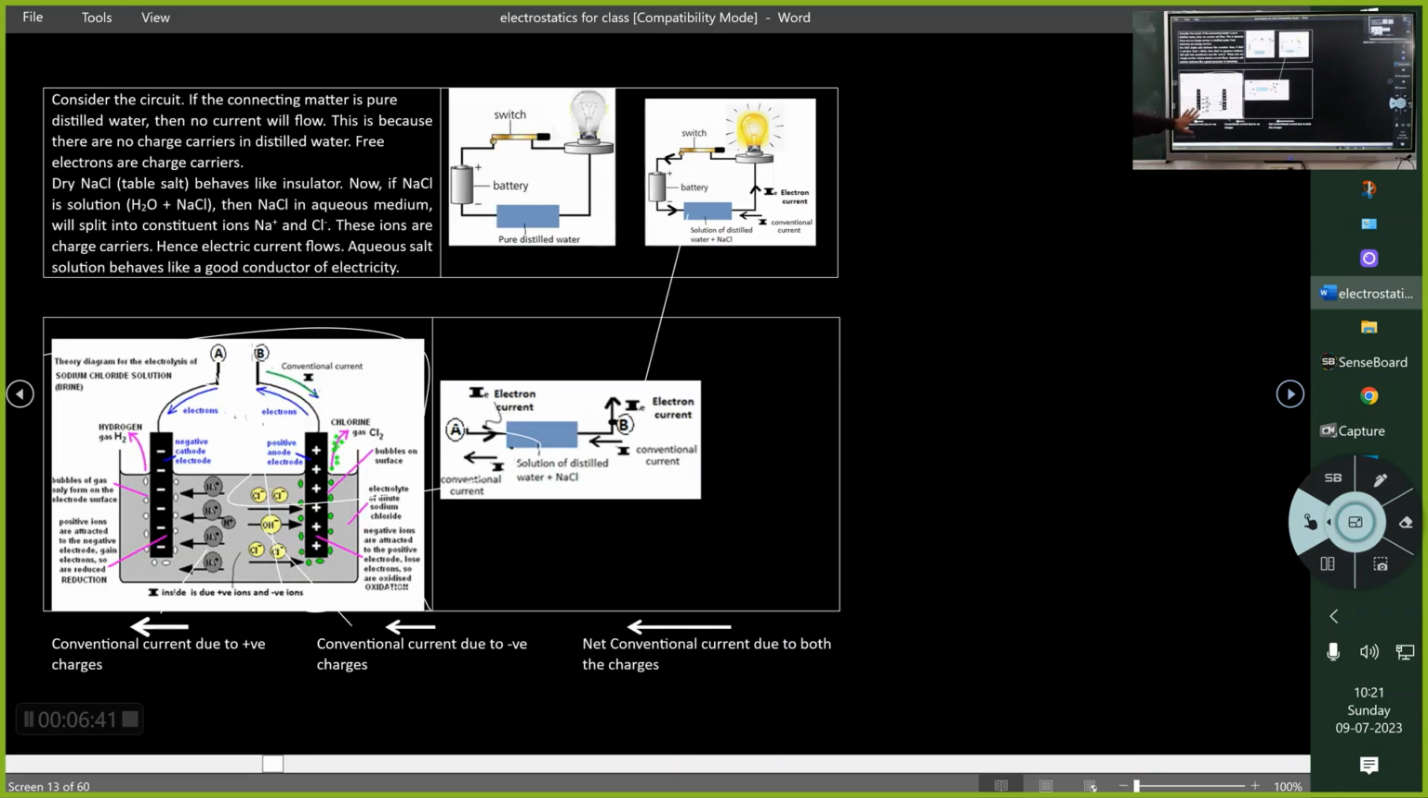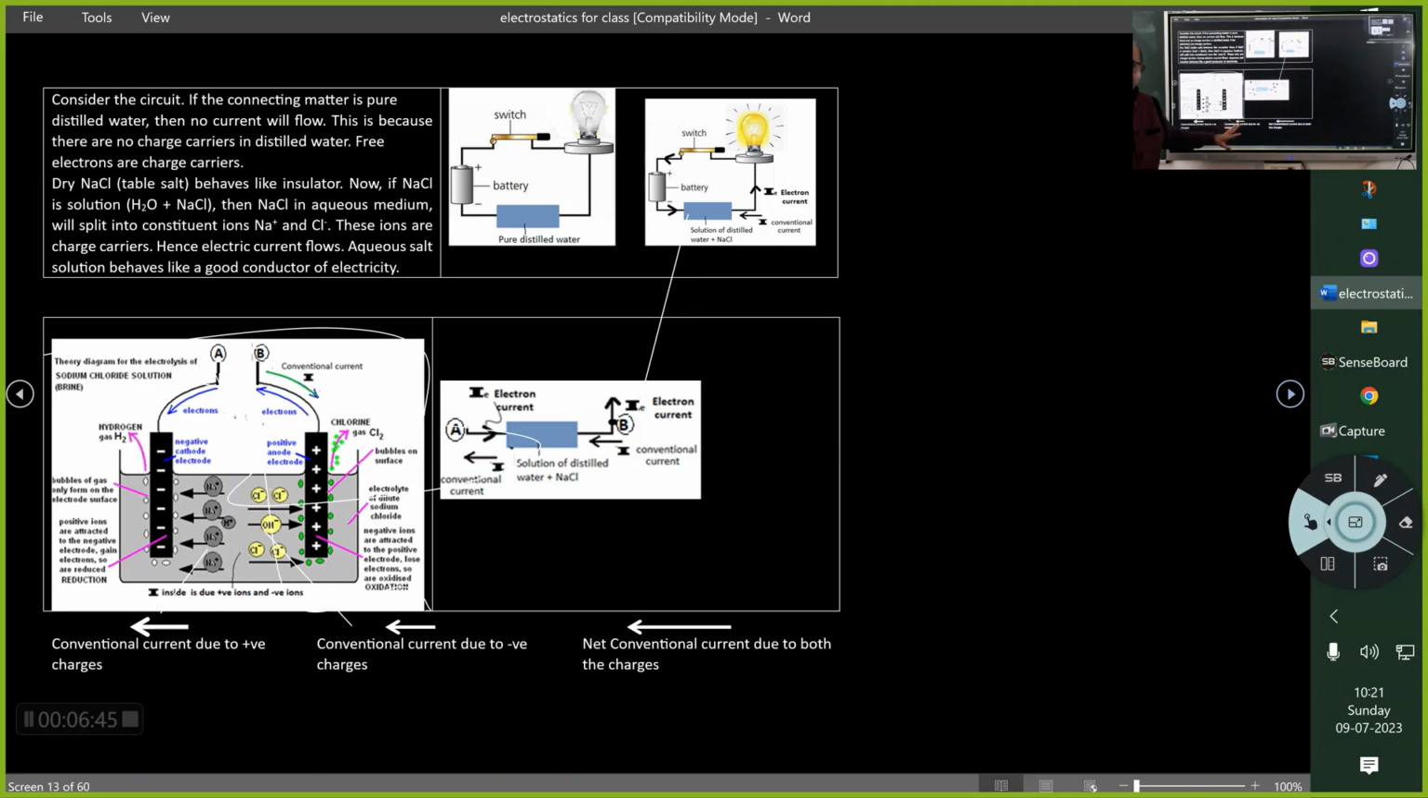So here I have shown a typical example of what happens inside a battery. Right? In a chemical battery, chemical reactions occur, and there are two types of charges here, the positive charges and the negative charges. The positive charges are due to ions. Negative charges are also due to ions. Inside the battery the conduction is not because of free electrons. Outside the battery the conduction is only because of free electrons.